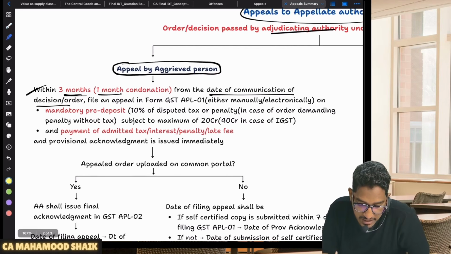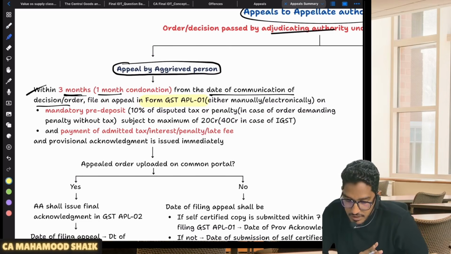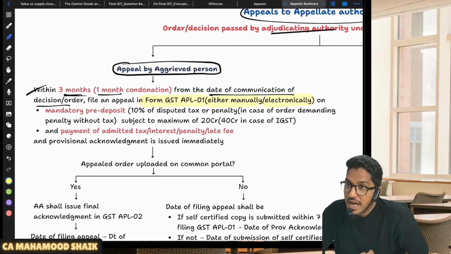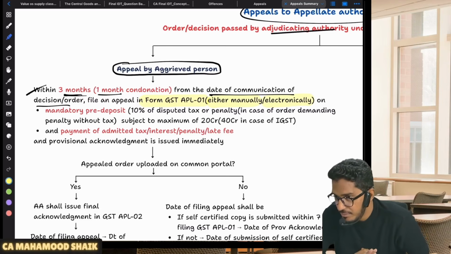In which form do I have to file an appeal? You have to go and submit form GST APL 01. You can file it electronically, or in exceptional circumstances they will allow you to do it manually also. Sir, when manually? Sometimes the order might not be made available to you on the common portal. The adjudicating authority's order may not be made available on the common portal, and the commissioner has notified that they will accept your manual appeal also. Then you can go for a manual appeal.